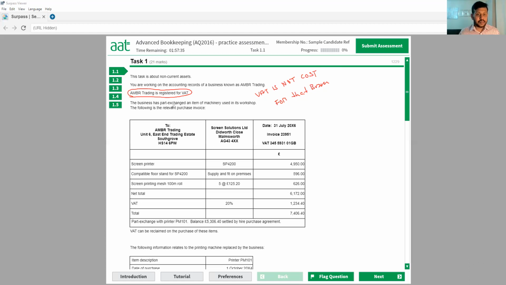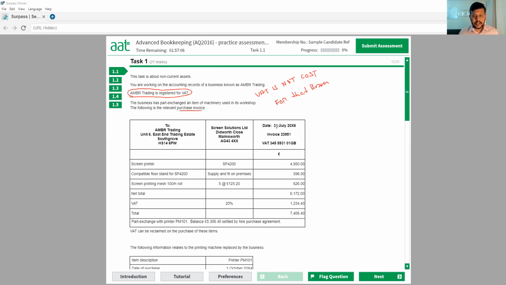The business has part exchanged an item of machinery used in its workshop. The following is the relevant purchase invoice. Okay, so we have a purchase invoice here, and from here we have to see which items are relevant as part of the cost. So let's have a look. What did we buy from the supplier? We have Amber Trading, and this is the supplier, Screen Solution Limited.